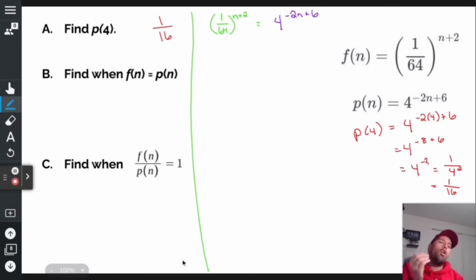Now, in order to solve exponential functions without logs, because we don't know what logs are yet, you need to make sure that the bases are the same.